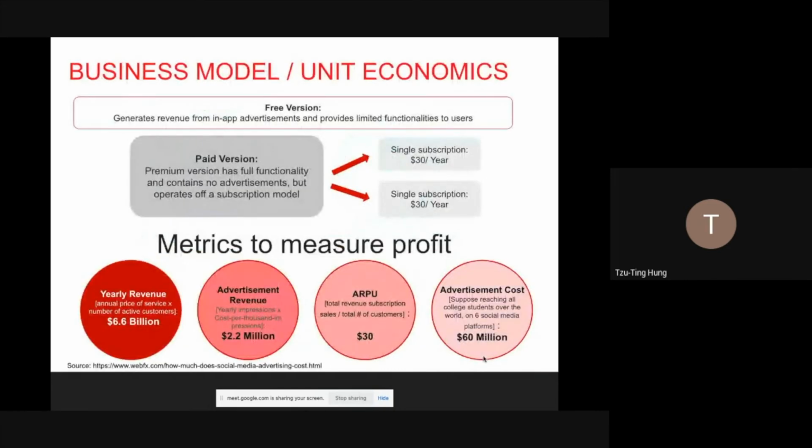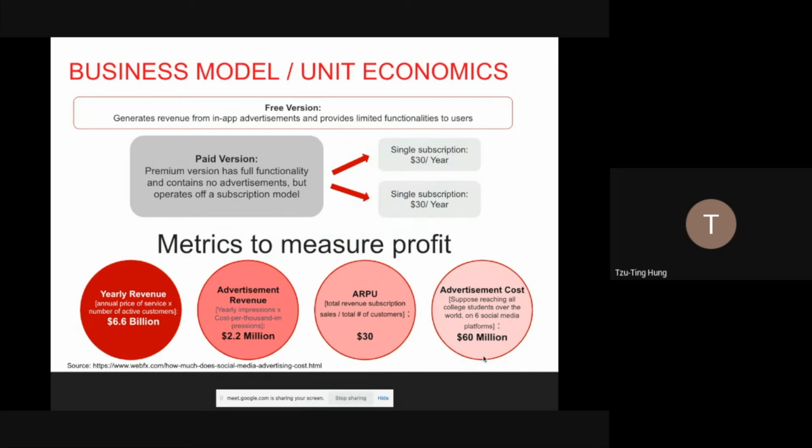Next part is the business model. We will have two versions of our product. One is a free version and one is a paid version. In the free version, there will be advertisement on our product and some detailed information of schools will be hidden. However, it is still a good tool for users to take a look at which schools are most fitted for them.